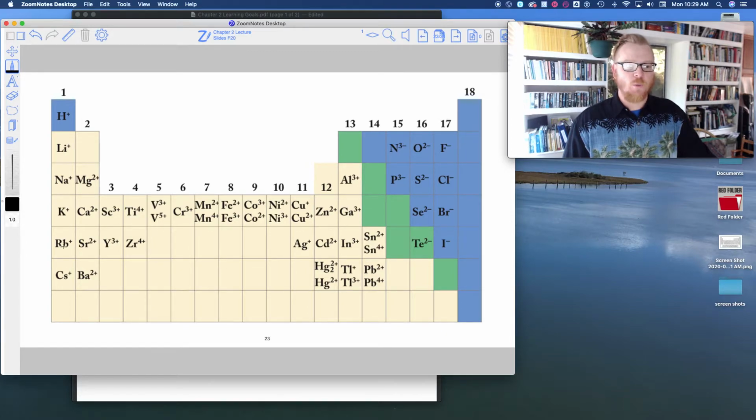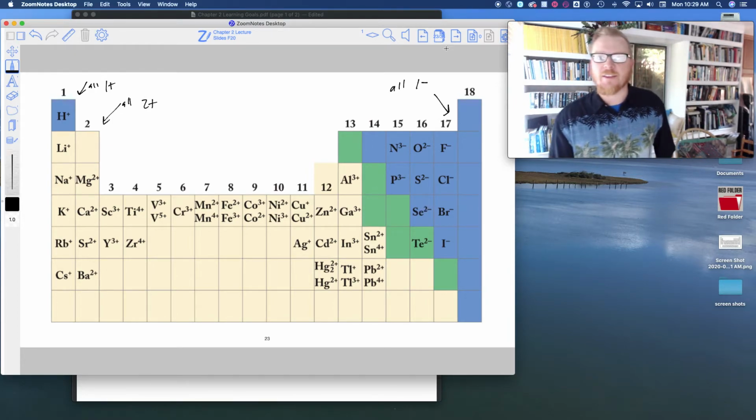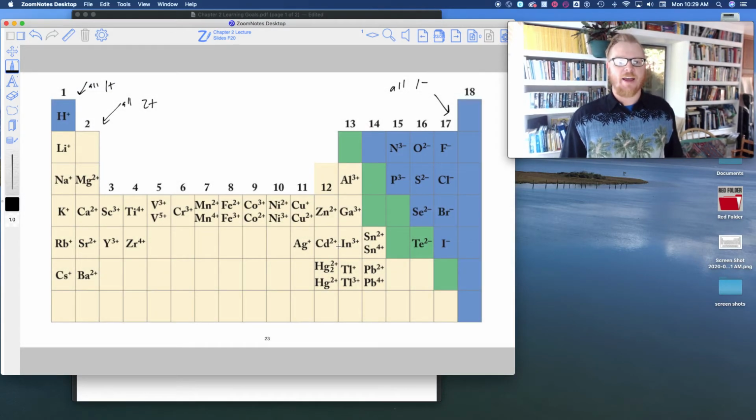They're all +1, always. Okay? Group 2, all +2. Okay? So we can start to say that. All 1+, all 2+. Another one that we can definitely say, the halogens, when they form compounds, all 1-. So we can count on those, and I might have that in a summary slide coming up, okay?